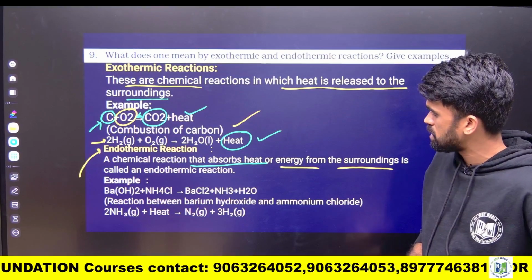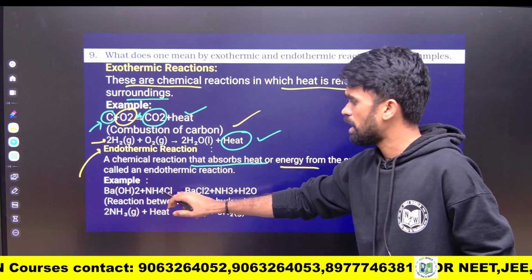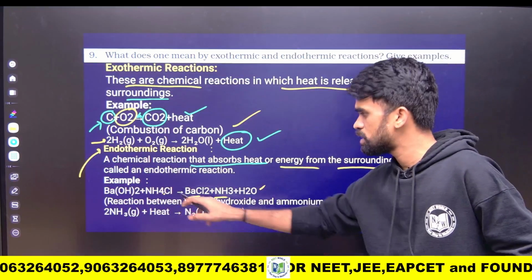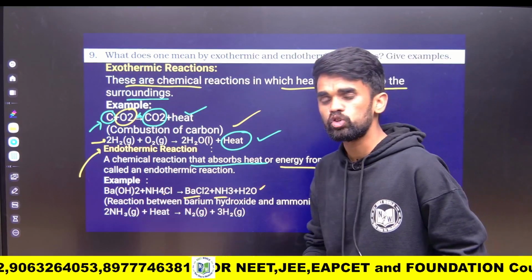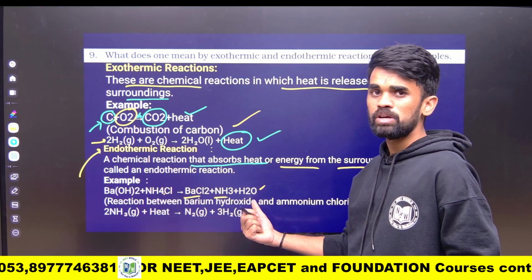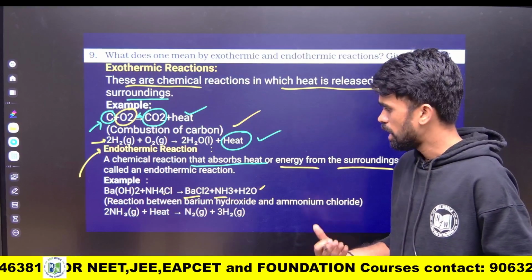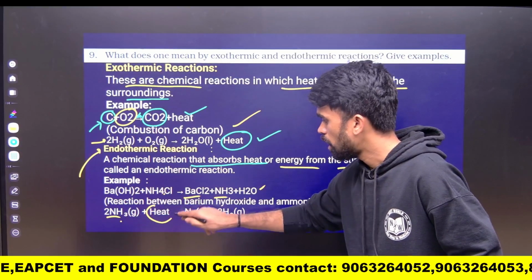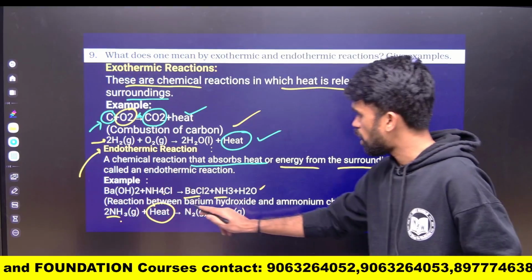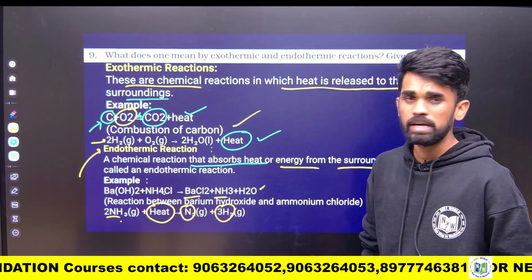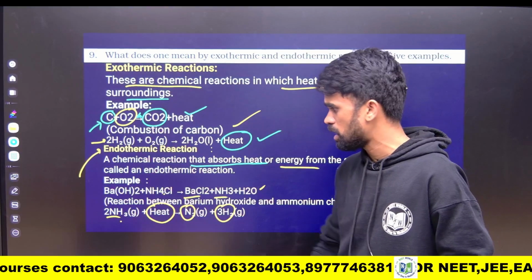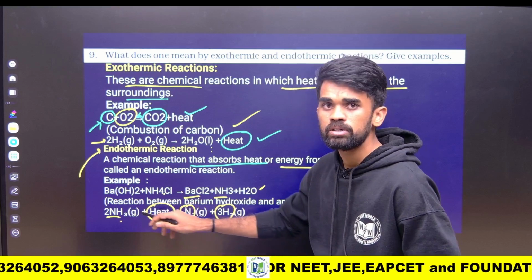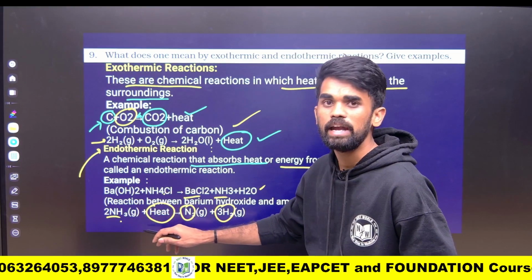For example, here you can see barium hydroxide and ammonium chloride forming BaCl2, and ammonia is formed along with water. So this is a reaction which requires heat to be absorbed for this process. If heat is absorbed, then we can say it is an endothermic reaction. Also, ammonia, upon heating, forms N2 plus H2. So what happened here? Ammonia is undergoing decomposition, right? So heat is absorbed during this process, so I can say this is an endothermic process.